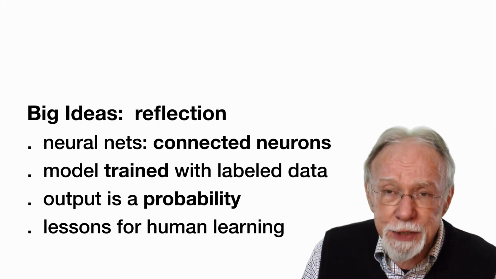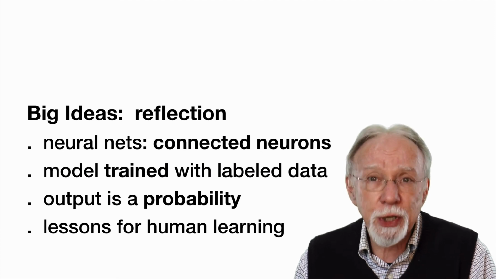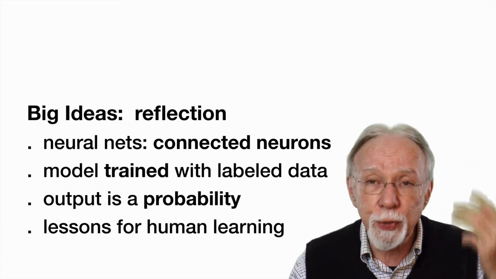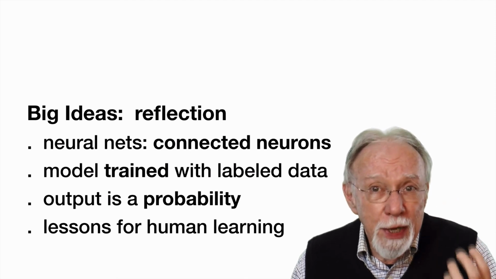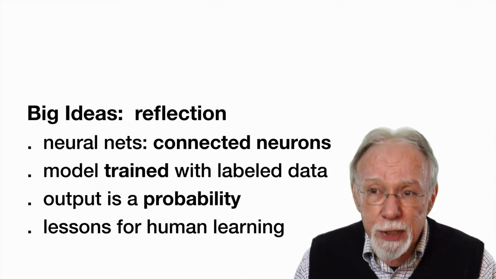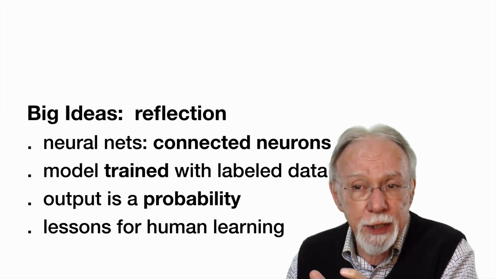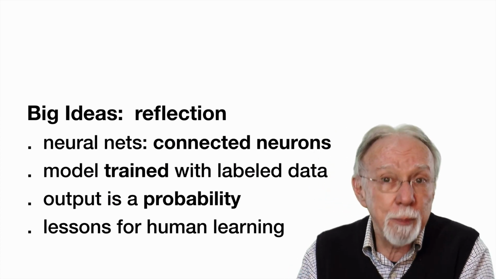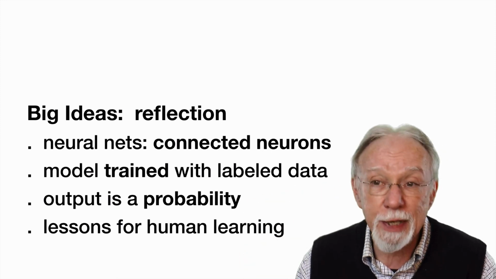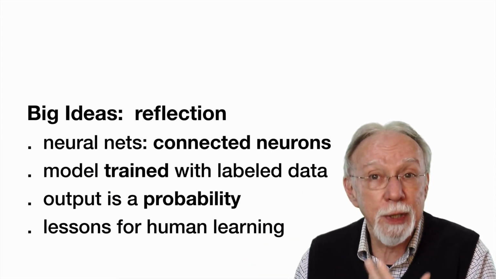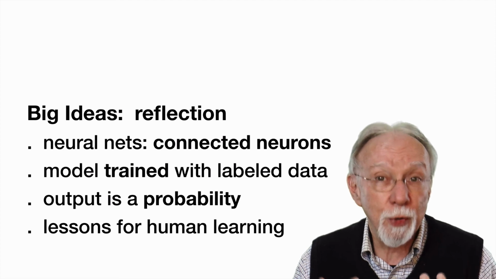The big ideas for this are that neural nets are connected neurons, both in the brain and in machine learning neural nets. A neural network model is trained with labeled data, and the outputs are probabilities. Well, the system thinks it's this with such and such a likelihood, and there are some lessons here for our own learning.